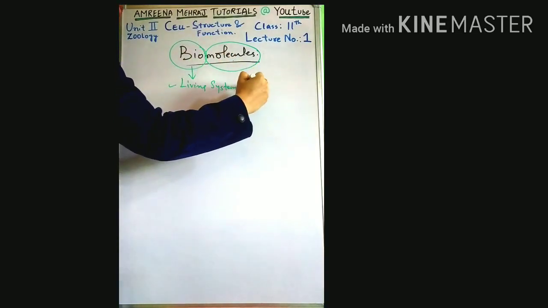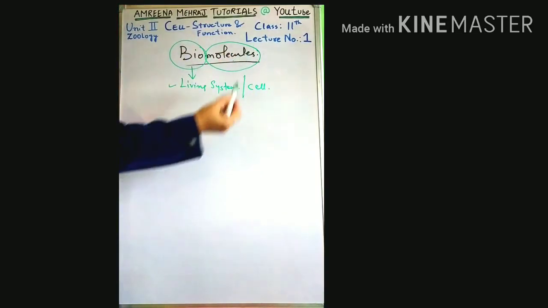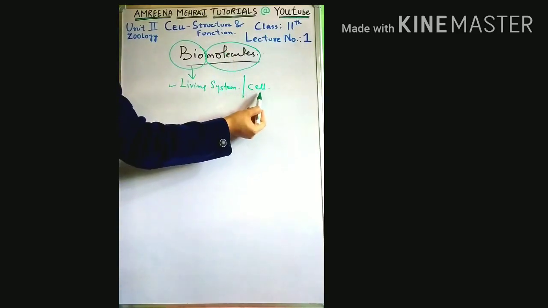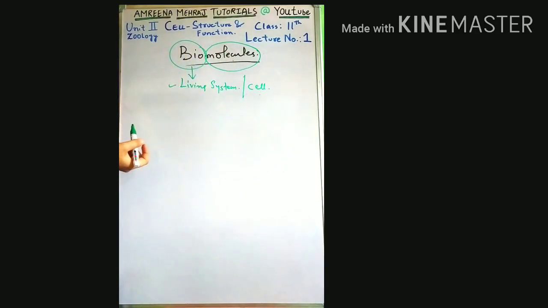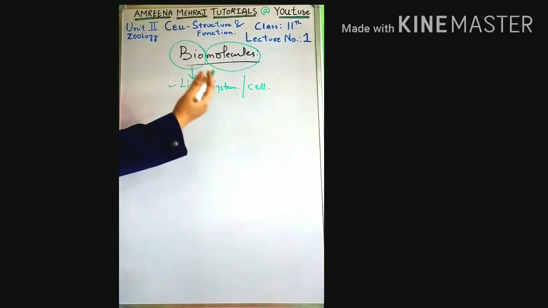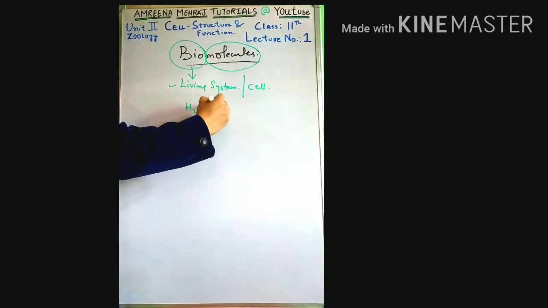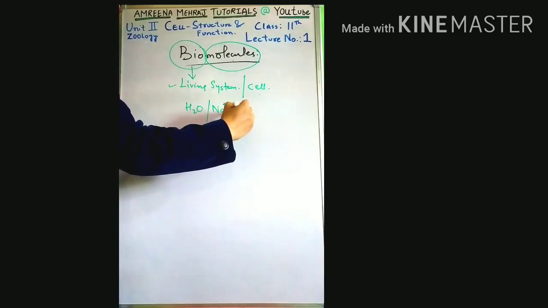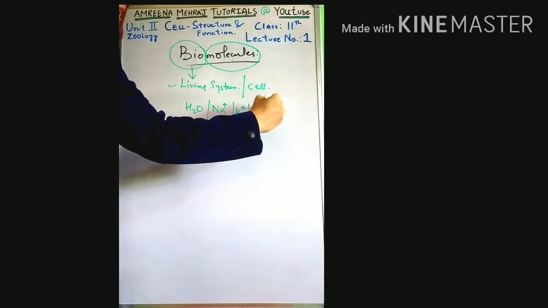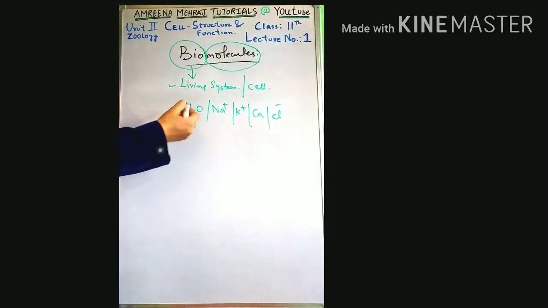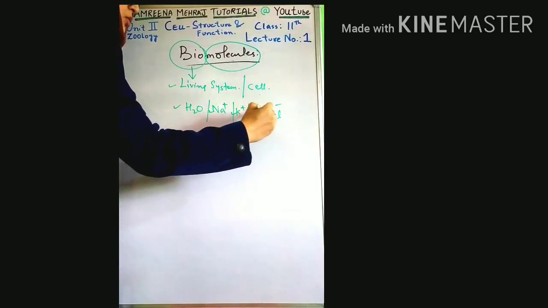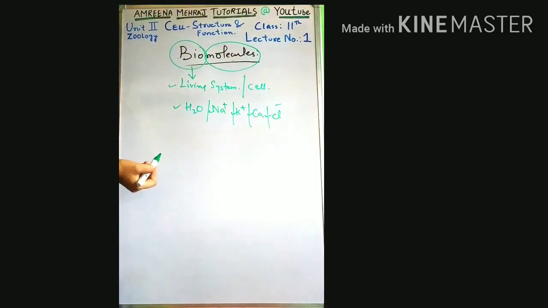What is a living system actually? It's a cell. So all the molecules which you will find inside a cell, they are biomolecules. What will you find inside a cell, my dear students? From your basic knowledge, you know that a cell has got what? Basic thing which you will find in cell is water molecule. Then you will find various ions like sodium, potassium, calcium, chlorine. You can call all these substances what? You can call them biomolecules because you find them in a cell.